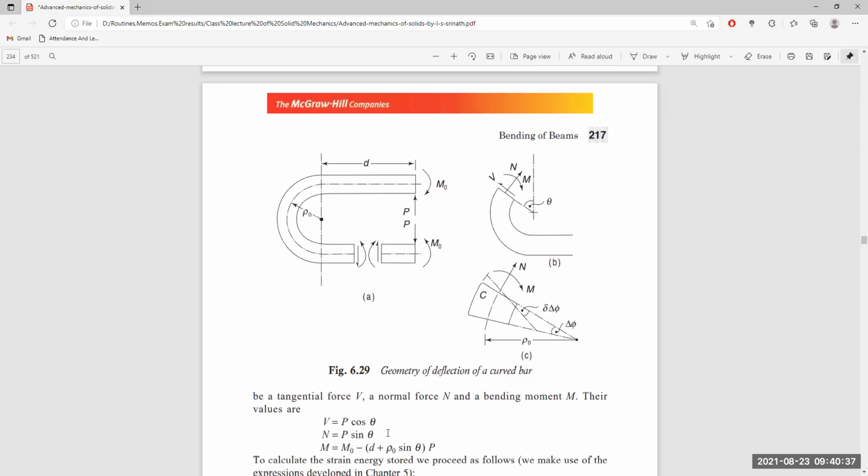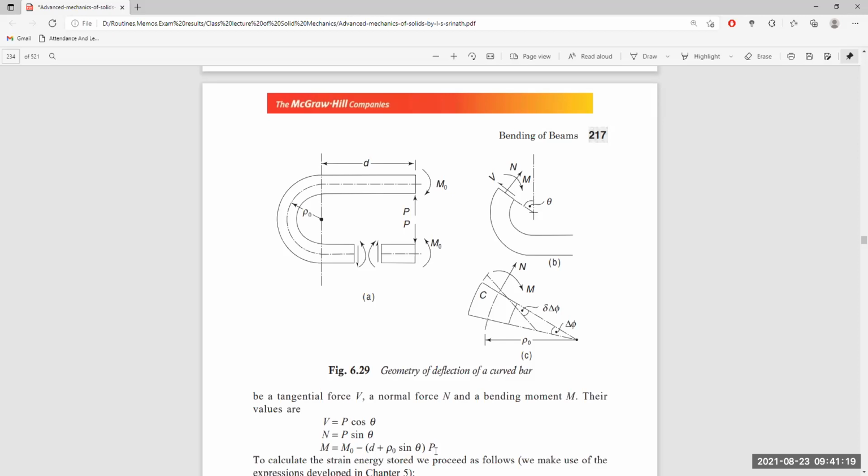Now, in terms of the tangential force P, the normal force and bending moment, their values are: V will be P cos theta. If P is acting along this sectional line, the horizontal component will be P cos theta, that is V, and the vertical component will be P sin theta, that is N itself. And the value of bending moment M is equal to M0, which is acting in the clockwise direction, in the anti-clockwise direction, so it is opposing it, and M0 minus P times D plus rho0 sin theta.